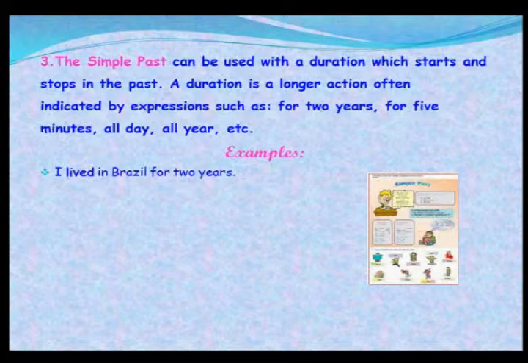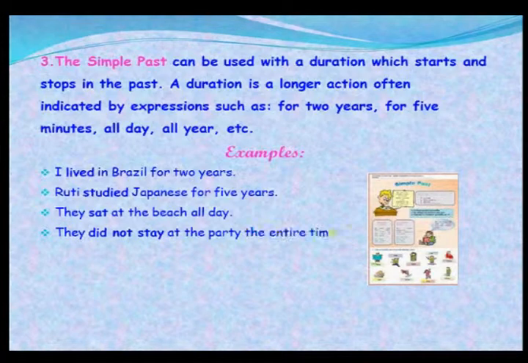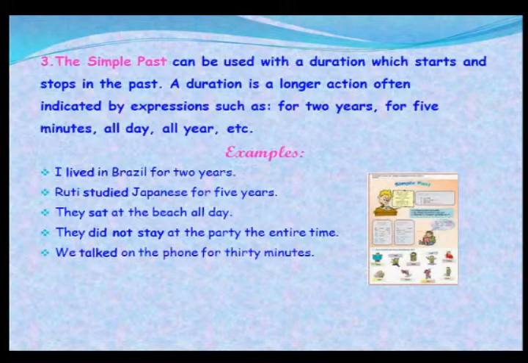This is the example. I lived in Brazil for 2 years. Ruthie studied Japanese for 5 years. They sat at the beach all day. They did not stay at the party the entire time. Last one: we talked on the phone for 30 minutes.